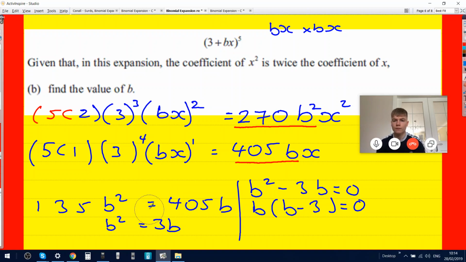So solution. So B equals 3. Because otherwise it would be B equals 0 or B equals 3, and it can't be 0 because it has to be twice bigger. Yeah. Any questions about that?